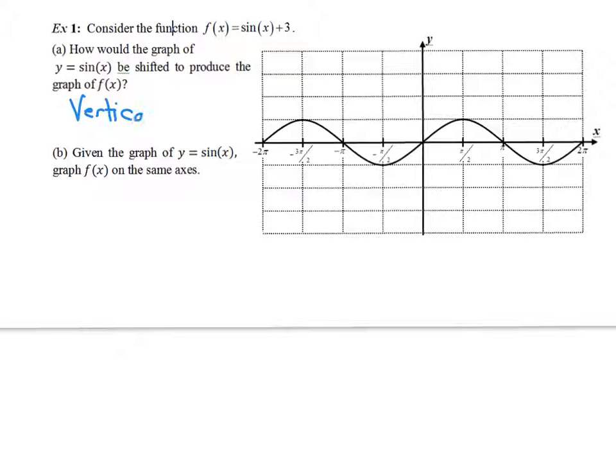So we should remember that we can shift graphs in the vertical direction by adding or subtracting a number to the whole function. So this one is going to be a shift up 3. So let's go ahead and take each of the points and plot a point that's 3 above each one, and then connect these points in a nice smooth curve. So I'm starting with my sine function. Oops, made a little mistake there.